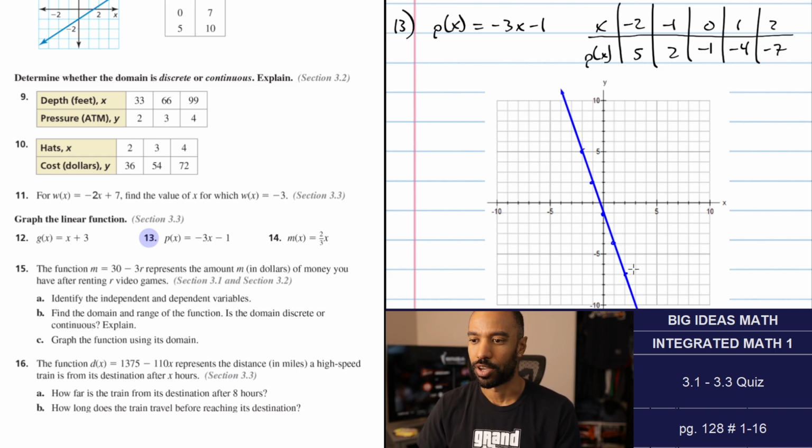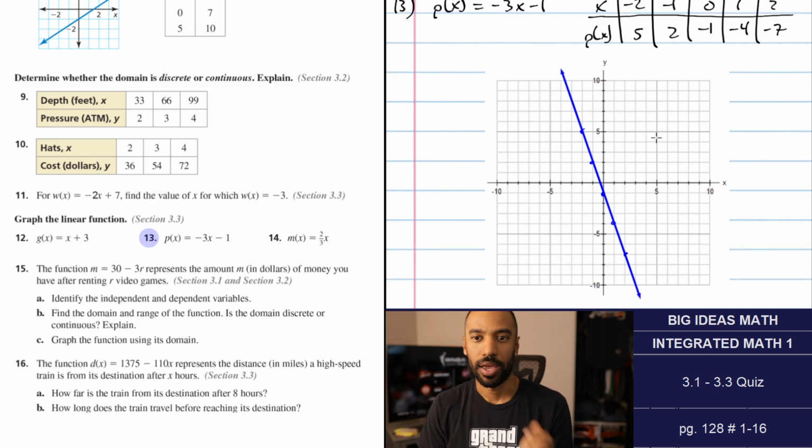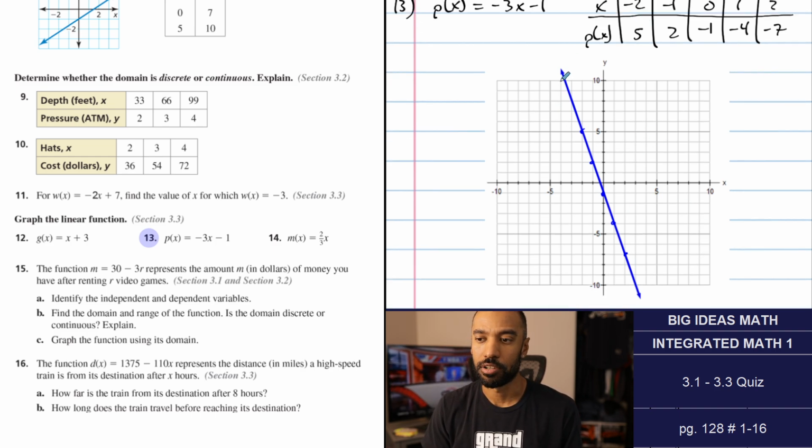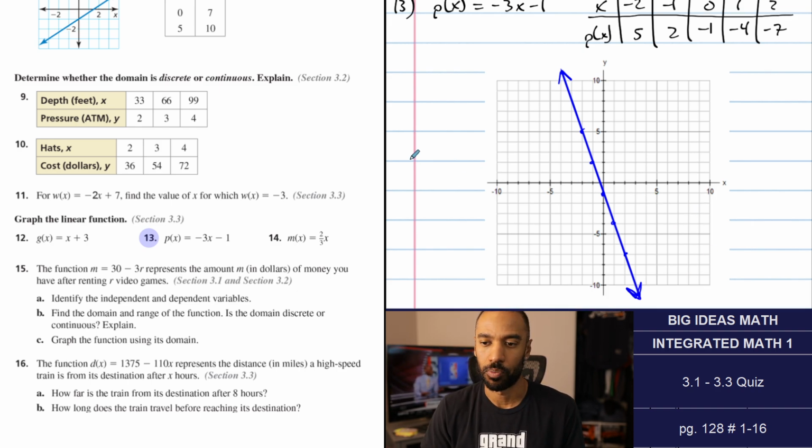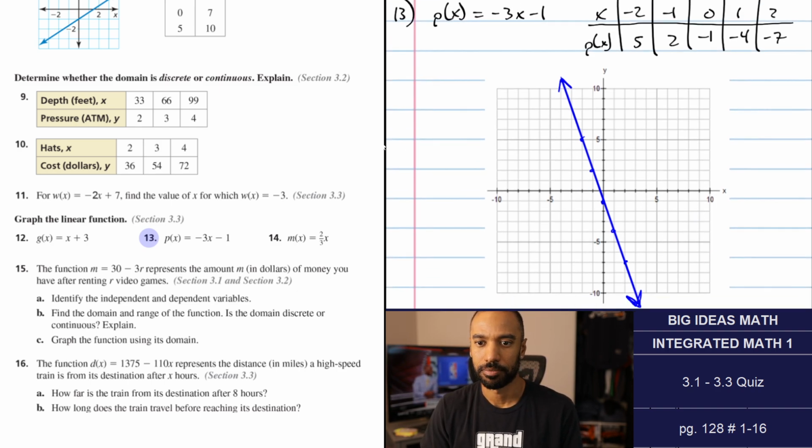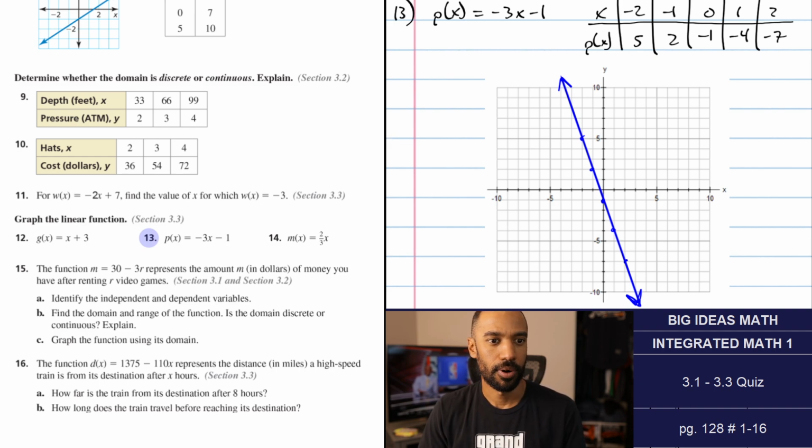Oh, by the way, I don't know if I mentioned this, arrows, right? By default, my line already has arrows, but arrows mean all real number domain. It continues left and right. Therefore, it continues up and down, and we have to indicate that. There's the graph.